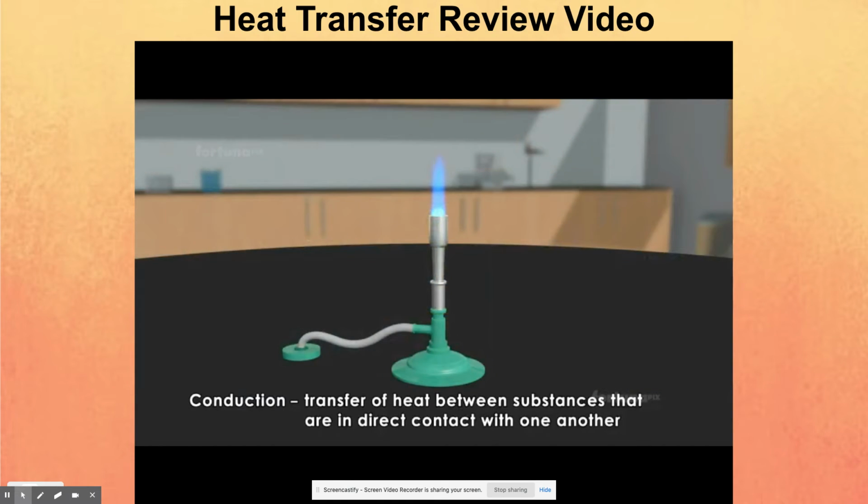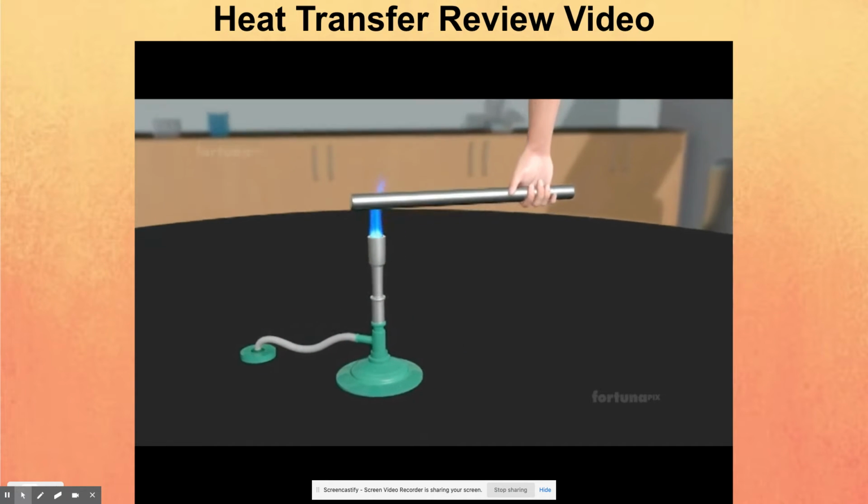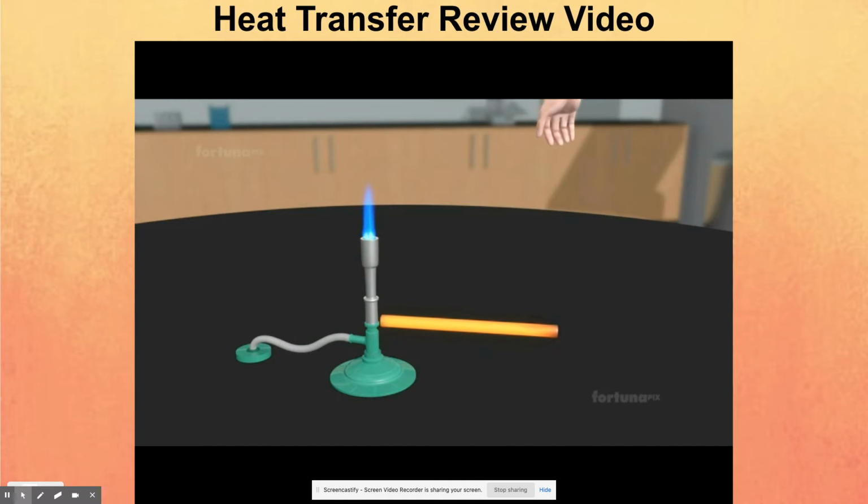Conduction is the transfer of heat between substances that are in direct contact with one another. Metals are good conductors of heat. If we heat a metal rod at one end, the heat will quickly begin flowing towards the opposite end, confirming for us that heat flows through metals by conduction.